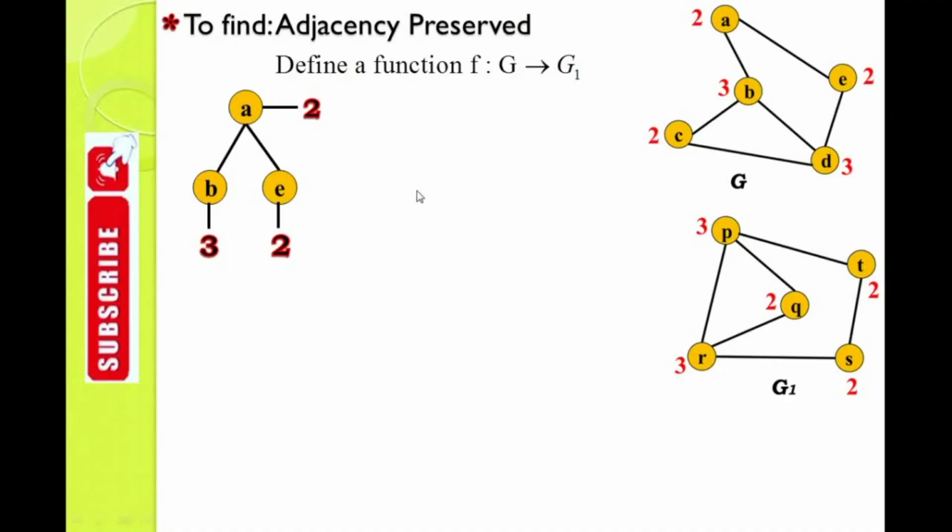Okay. So, coming to the second graph, we have to choose one vertex that satisfies these conditions. Then what are these vertices?